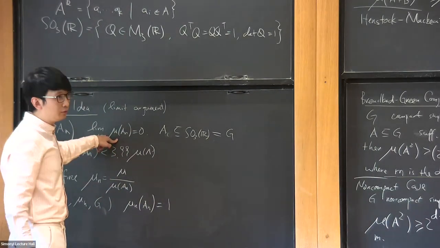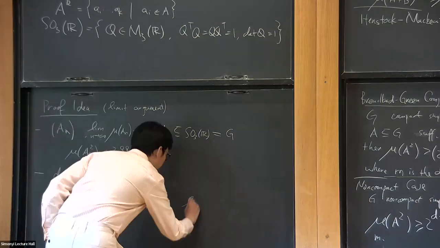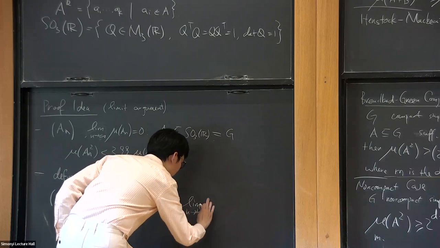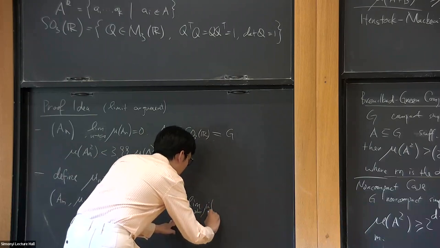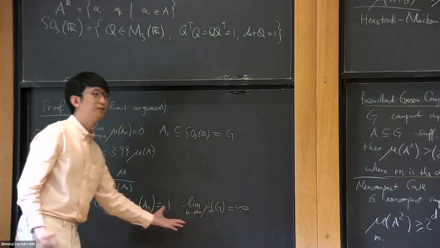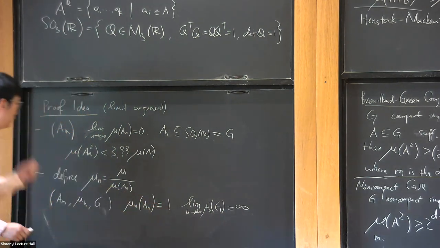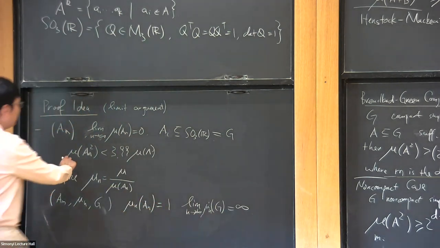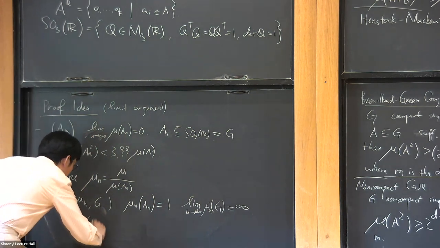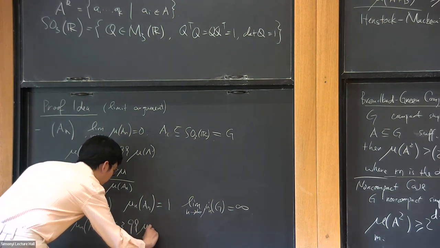And because of this, we know that mu_n of G goes to infinity. Okay, it's hard to write. mu_n of G is infinity. So probably you can see because of this, we try to obtain some non-compact structure from here. And we still have the small doubling, because it doesn't really depend on the normalization: mu_n of A_n squared is less than 3.99.